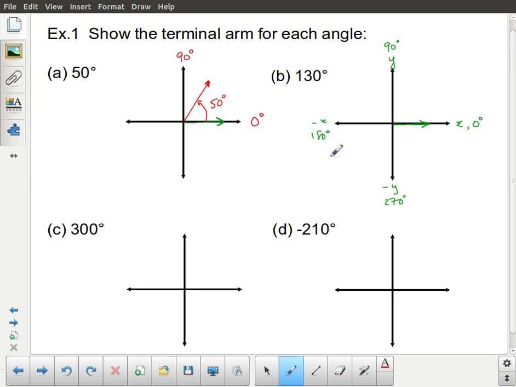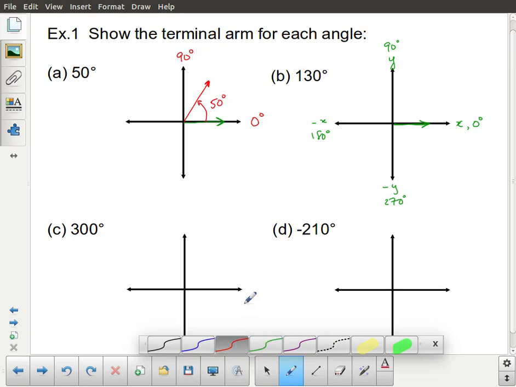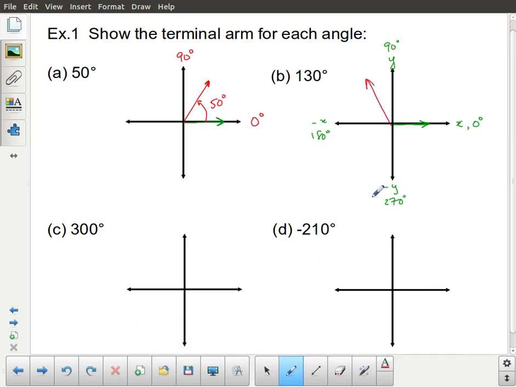So where's 130? And remember, it's positive 130. So where's that going to be? It's going to be partway between 90 and 180. So maybe something like that, just freehanding it again. So that means this is my angle. It's a positive angle, 130 degrees. And this is my terminal arm, this red arrow.